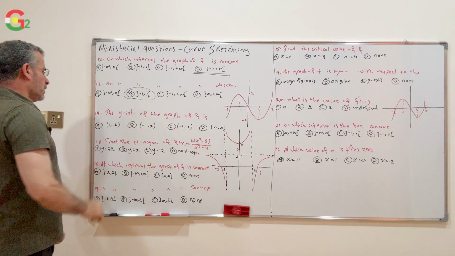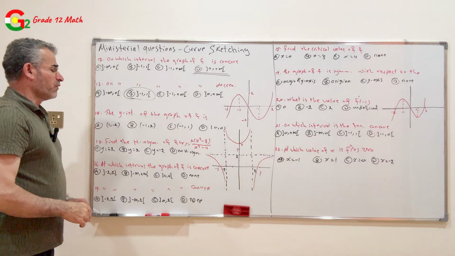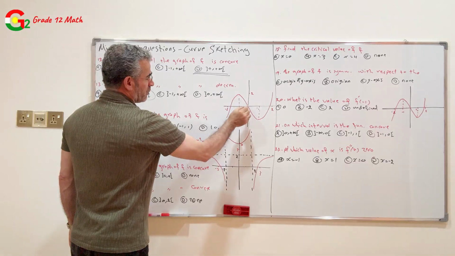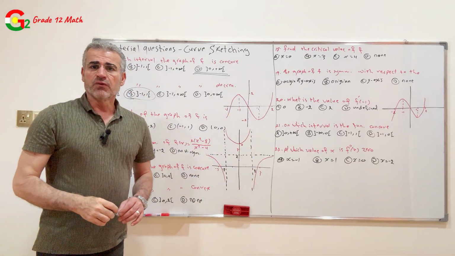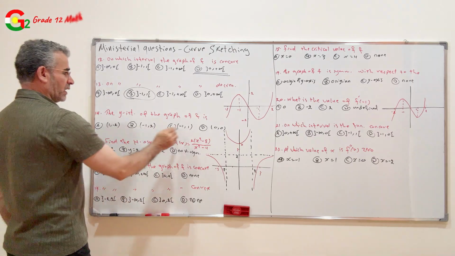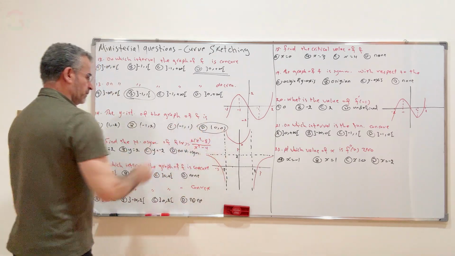Number 14, the y-intercept of the graph of f is, as you see, we have only one y-intercept at 0, 0. Therefore, the right choice is D.